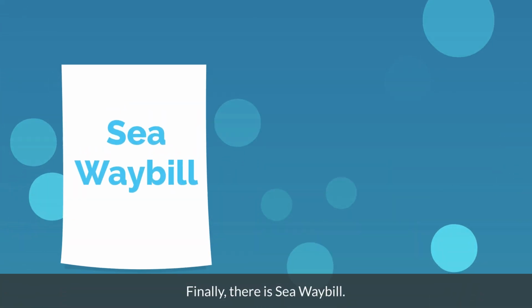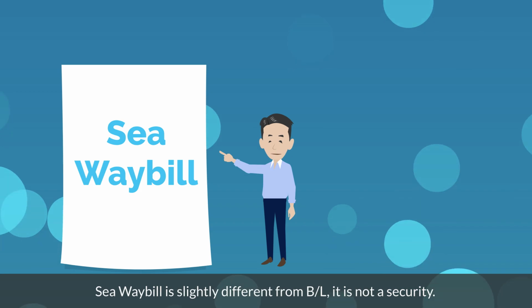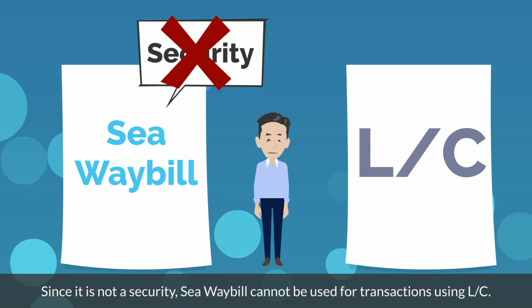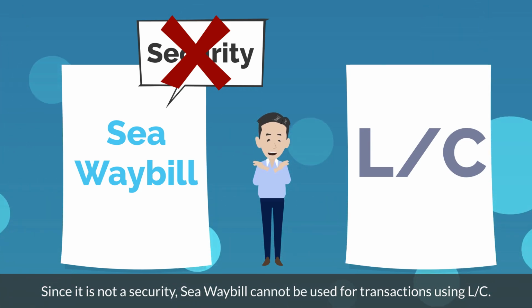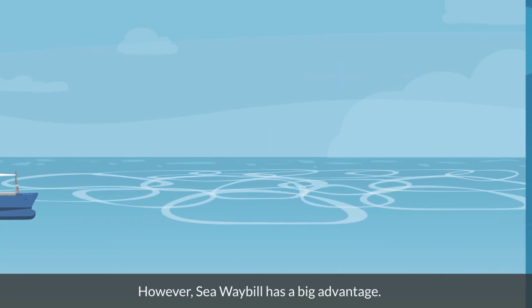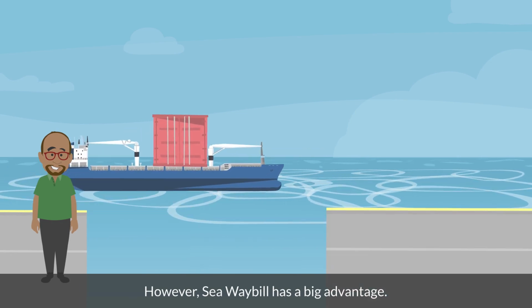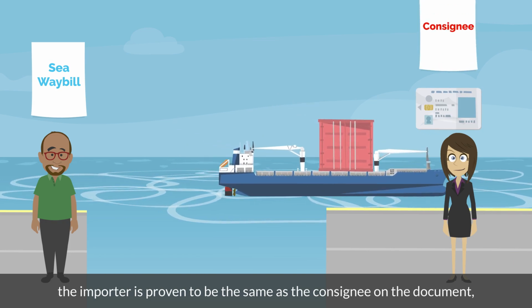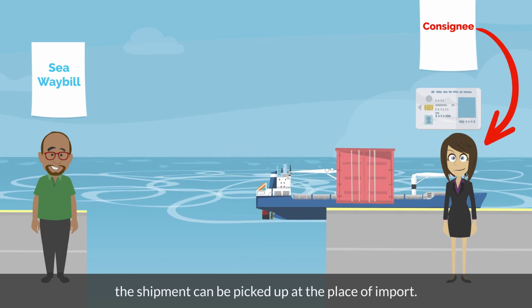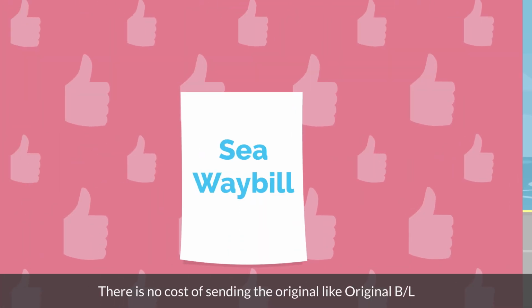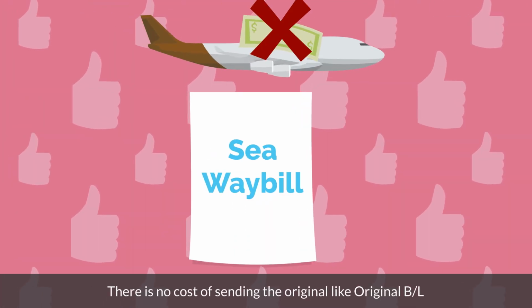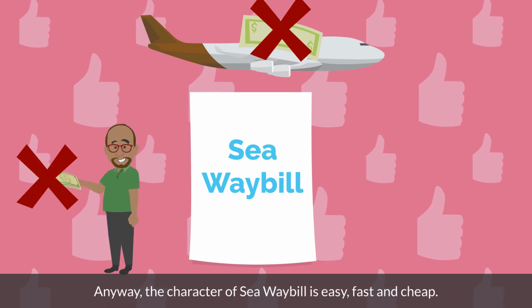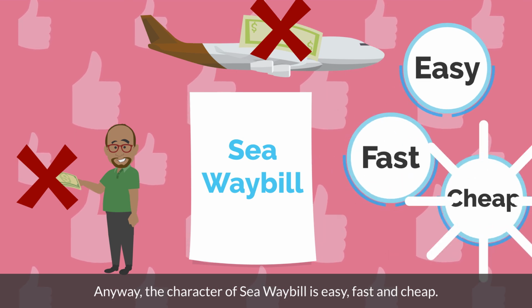Finally, there is seaway bill. Seaway bill is slightly different from BL, it is not a security. Since it is not a security, seaway bill cannot be used for transactions using LC. However, seaway bill has a big advantage. Once seaway bill is issued and the importer is proven to be the same as the consignee on the document, the shipment can be picked up at the place of import. There is no cost of sending the original like original BL and no surrender fee like surrendered BL. Anyway, the character of seaway bill is easy, fast and cheap.